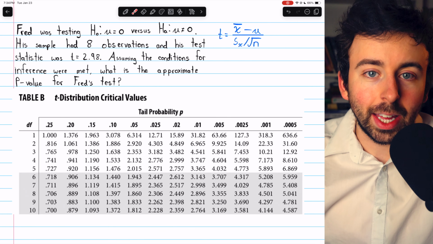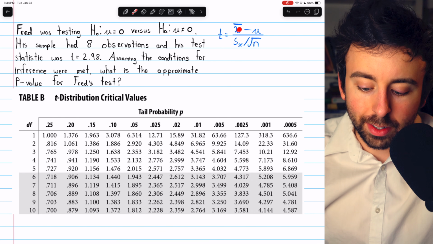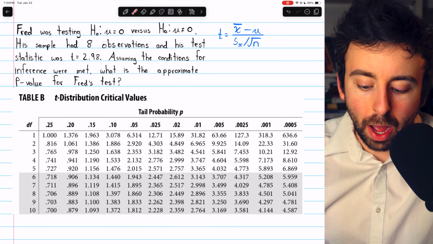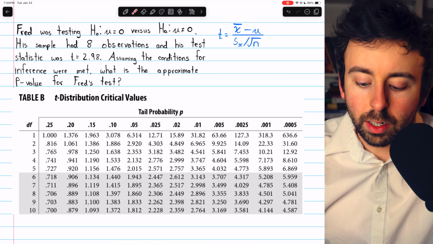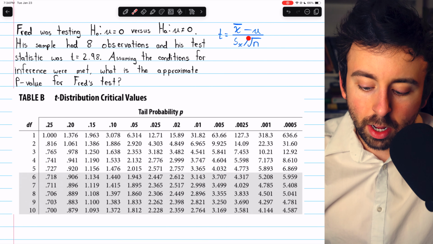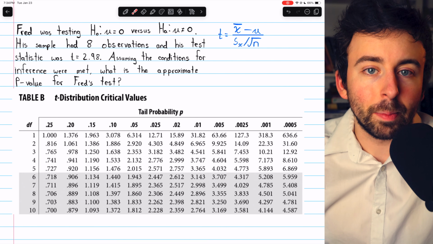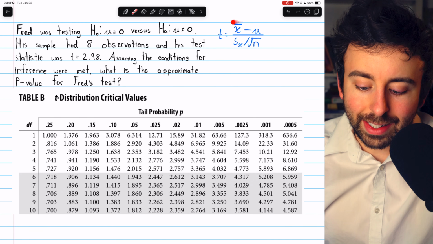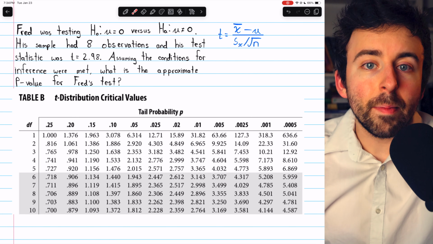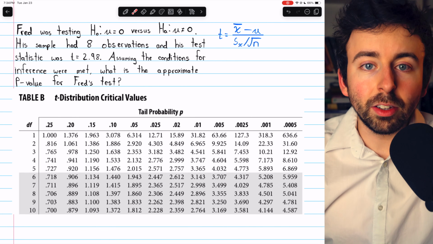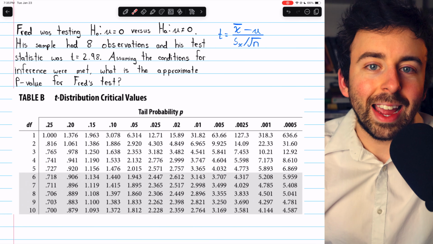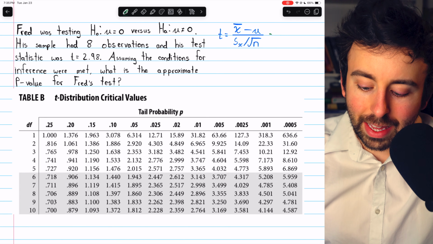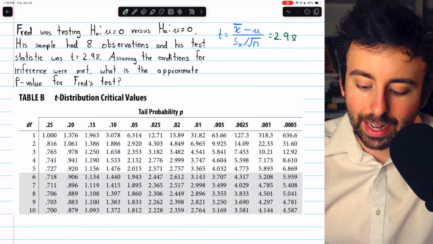If we had to calculate it, we would need to do x bar, the sample mean, minus the assumed population mean, in our case that's 0 from the null hypothesis, divided by the sample standard deviation over the square root of the sample size. The reason we would use a t-test here is because this is a hypothesis test with means, as opposed to a hypothesis test with sample proportions where we would use a z-test. Again, we don't have to calculate the test statistic because it's given to us as 2.98.